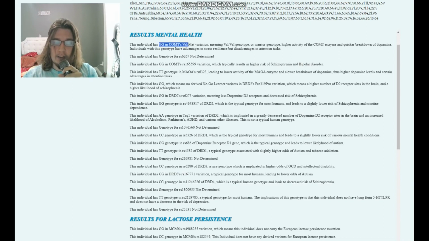These two genotypes kind of cancel each other out in terms of the phenotype. So no no-go learner variants in DRD2's Pro-Phe-Tyr-Pro variation. This is what you would expect, right? You wouldn't expect a monkey to have the European variation.